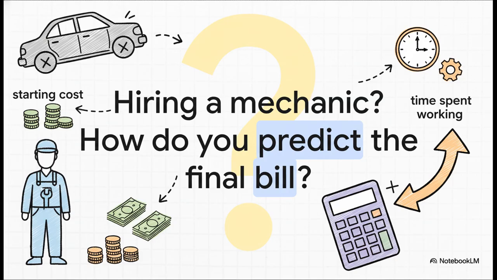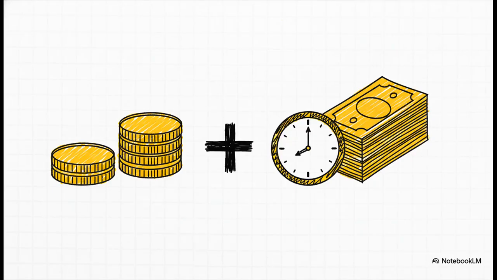So, let's imagine the worst. Your car breaks down. Ugh. You get it to a mechanic, and as they start looking under the hood, that little voice in your head starts up, right? What's this going to set me back? You know it's not going to be just one flat number. So, how do you even begin to guess the final cost? Well, a lot of the time, it's actually pretty predictable.